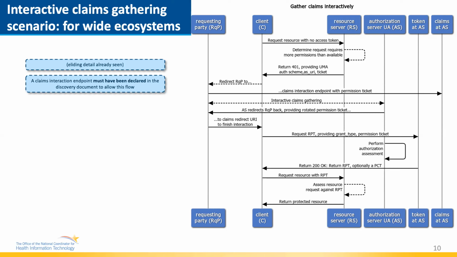But assuming it's been declared and it knows where to send him, some interactive claims gathering happens. And that could be a lot of stuff. It could mean that Bob knows how to log in at Alice's authorization server. It could mean that Bob doesn't know how to log in and Alice's authorization server makes him register for an account, makes him fill out a CAPTCHA, makes him get redirected to 3 other places to provide some claims. It could be a lot of things. UMA doesn't specify. There's a lot of flexibility there.